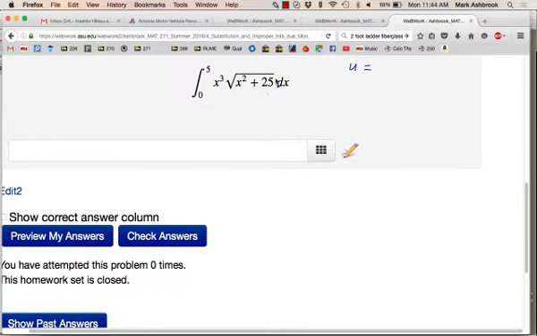Yeah, remember when we had those sums and differences under radicals? By making that just all one thing, that allowed us to multiply a radical as, say, u to the 1/2. So if we let u equal x squared plus 25, then du is 2x dx.